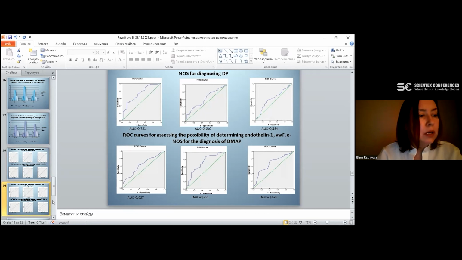The determination of NO synthase turned out to be the most effective for diagnosing lower extremities macroangiopathy, with a reference value of 266 picogram per milliliter. The predicted value of positive test result was 68%. In conclusion, endothelin-1 is the most informative and universal test for detecting diabetic angiopathy in terms of area under the curve.